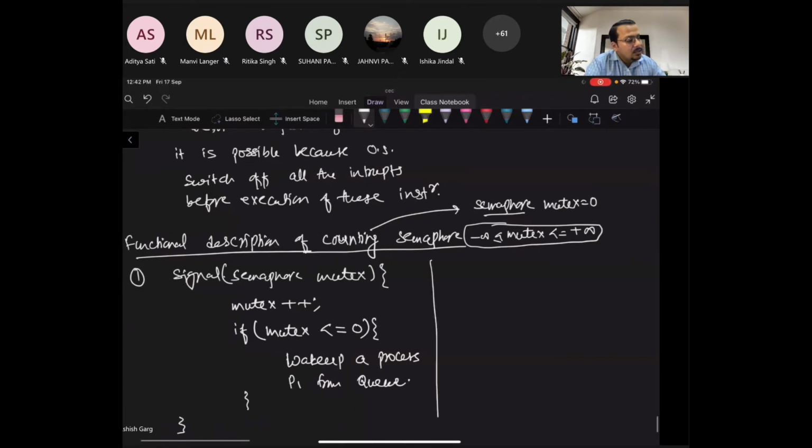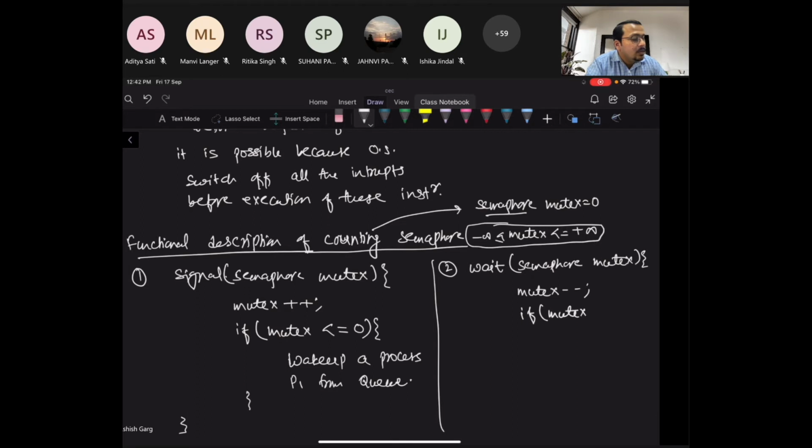Whereas if we see the functional description of wait, how does it work? It works like this: semaphore mutex, and then mutex minus minus, and after that, if mutex is less than 0, then block the process P1 and add it to the queue. This is how signal and wait work.